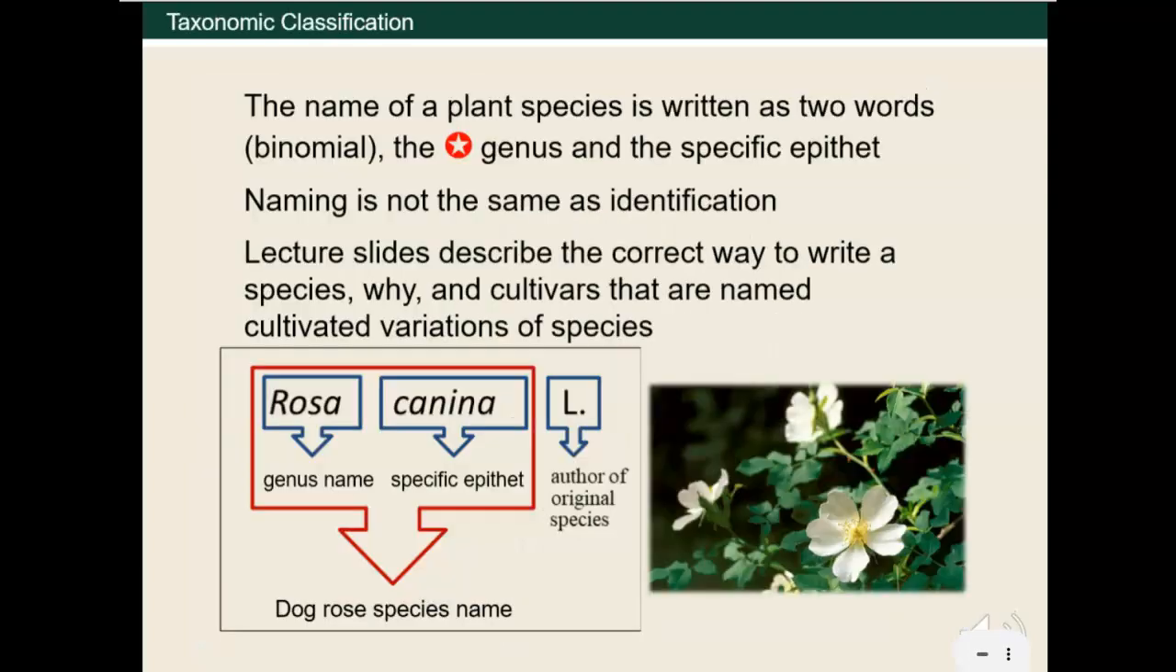The correct way to write species is always two words, the genus and the specific epithet. This is reinforced in lecture and again on the online quiz. An epithet may also be a person's name, often the person who described the plant. Here's a typical example. It's a rose. It's the genus Rosa. What does the epithet canina remind you of? Well, what does canine refer to?